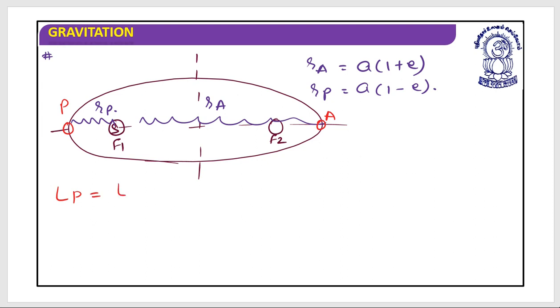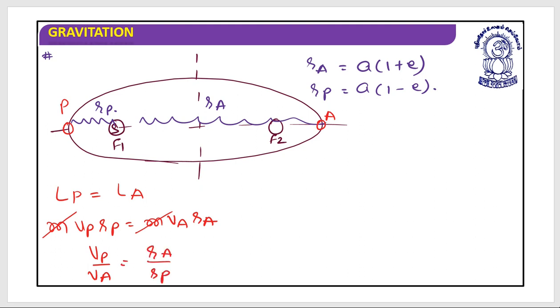Angular momentum at perihelion and angular momentum at aphelion would be the same. So m into vp into rp equals m va ra. The mass could be cancelled out, so vp by va equals ra by rp. I hope this is clear.